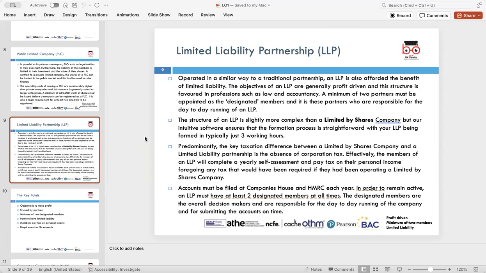The designated members are the ones who make the decisions for the company as a whole. They are also the ones who are accountable for operating the business on a daily basis and ensuring that the accounts are submitted on time.